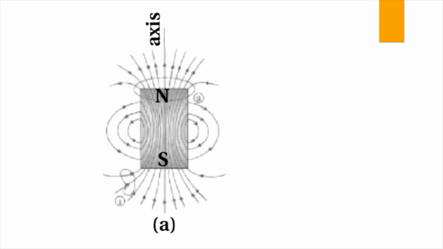So here you can see that for loop 1 the number of magnetic field lines passing through that loop is very less. On the other hand, for loop 2 the number of magnetic field lines is very large. So you can say that the magnetic field at loop 2 is much stronger than the magnetic field at loop 1.